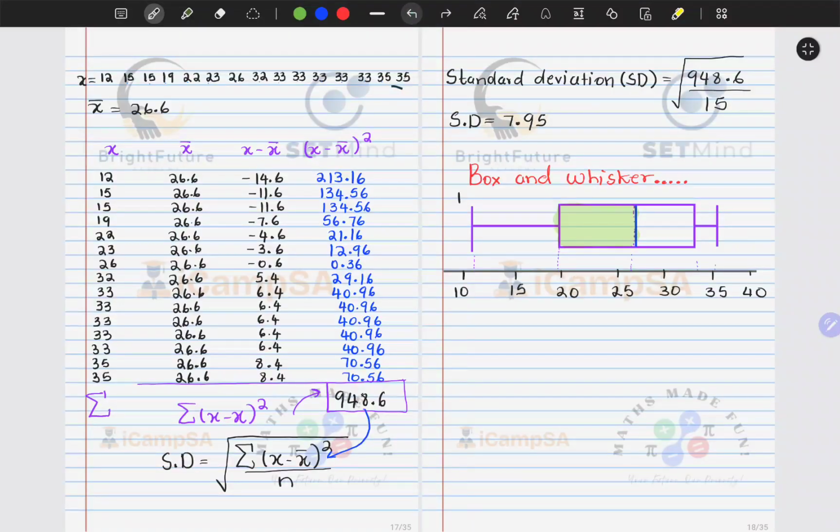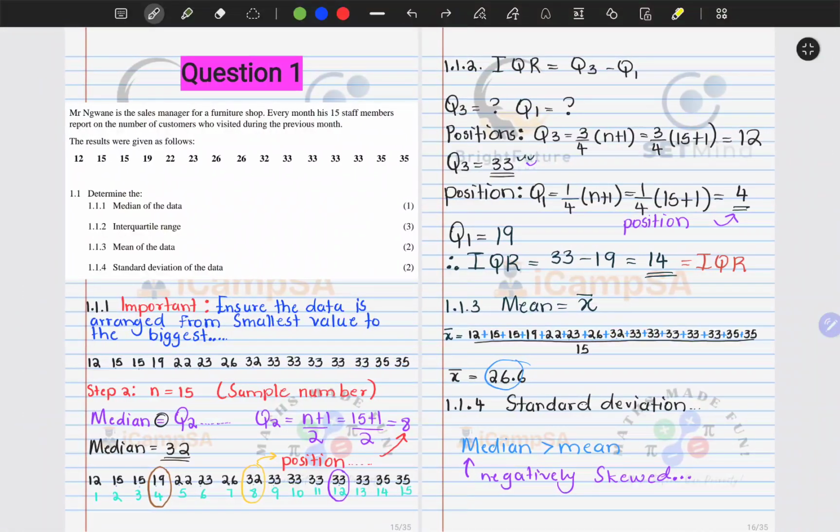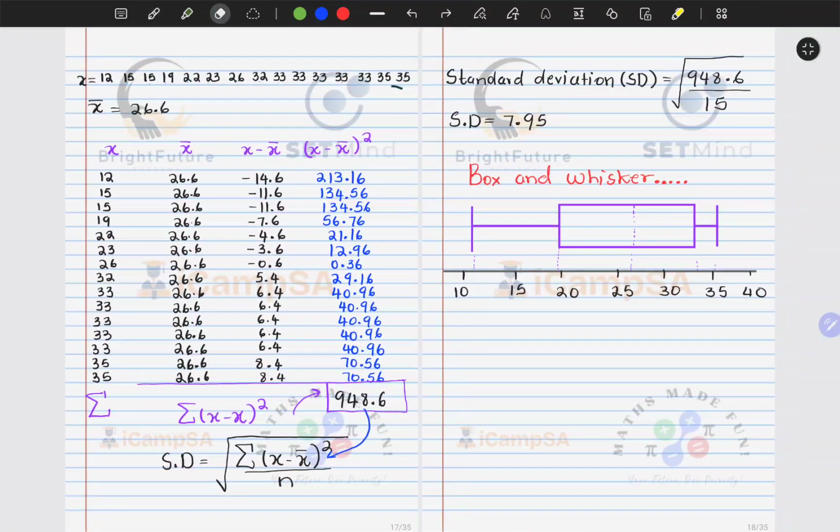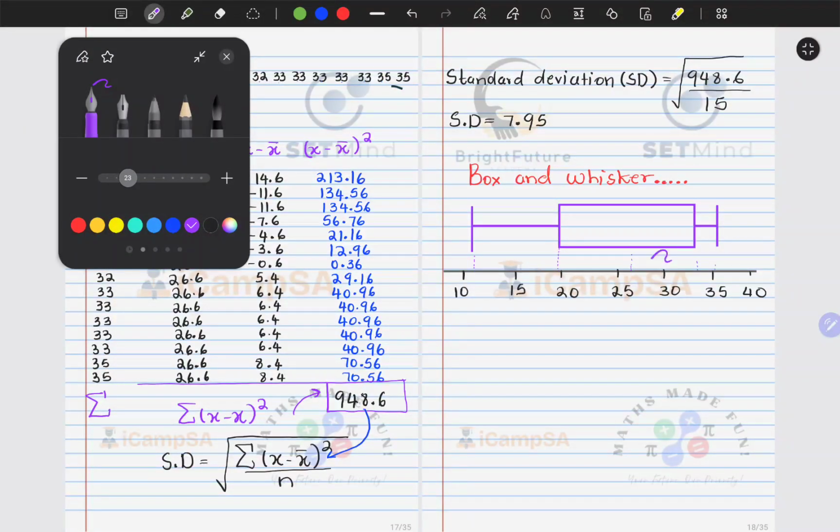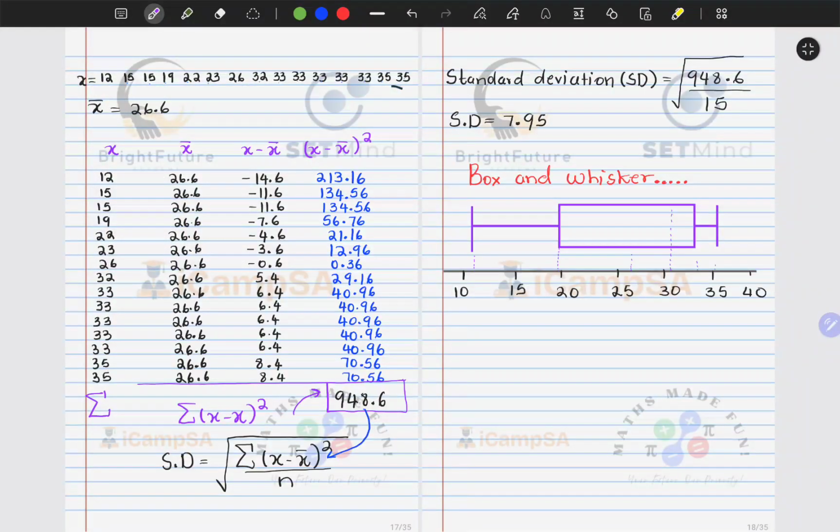My apologies. Remember, we're putting the median, not the mean. So my mistake. Where is the median? 32. So that was a very silly mistake there. Remember, we're putting the median. So 32 is somewhere here.